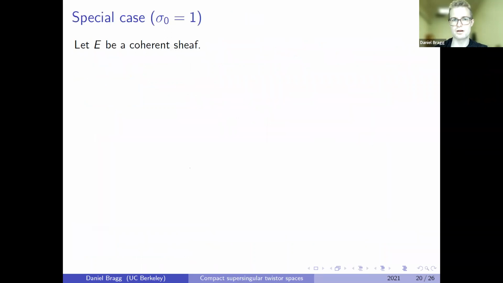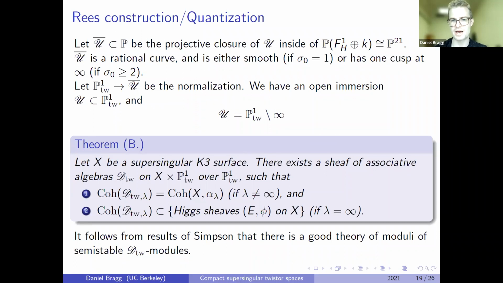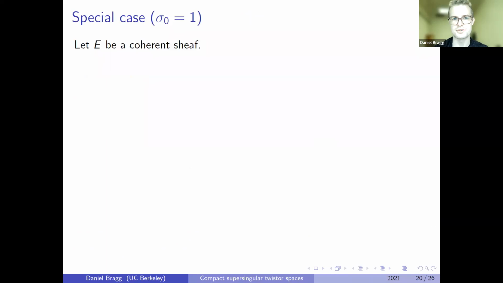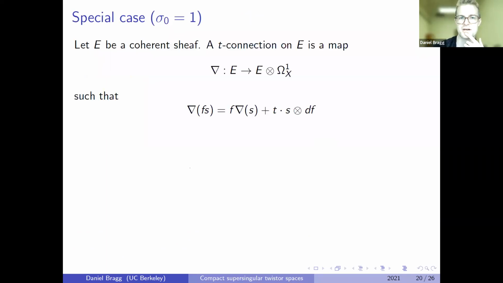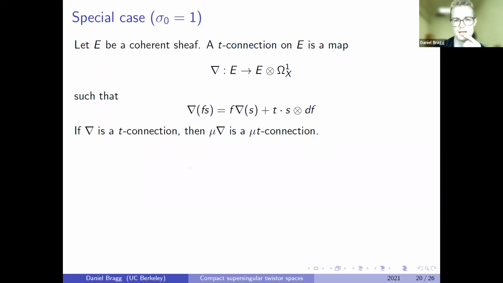Okay, so here's what. In this case, in the Artin invariant 1 case, you can also unpack this very concretely and say what modules are over this whole P1. I think this is kind of fun. A T connection on a coherent sheaf is kind of like a connection, but it satisfies a modified Leibniz rule where I stuck a T in the right place. And T connections scale. So if you have a T connection and you multiply it by some scalar mu, you get a mu T connection.